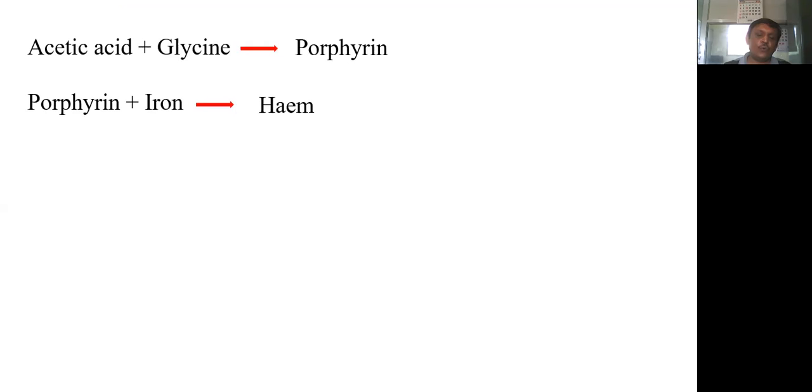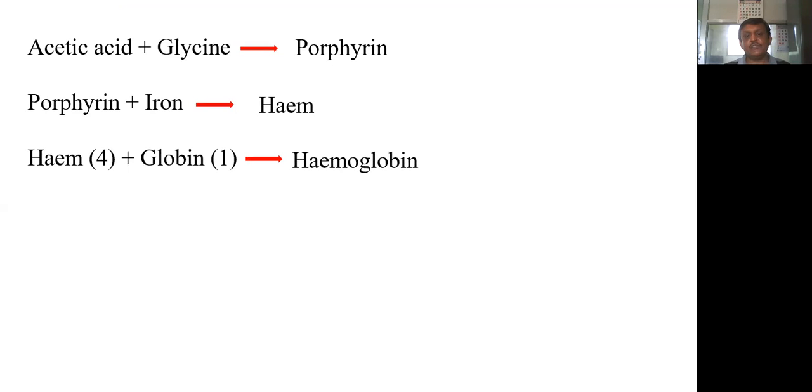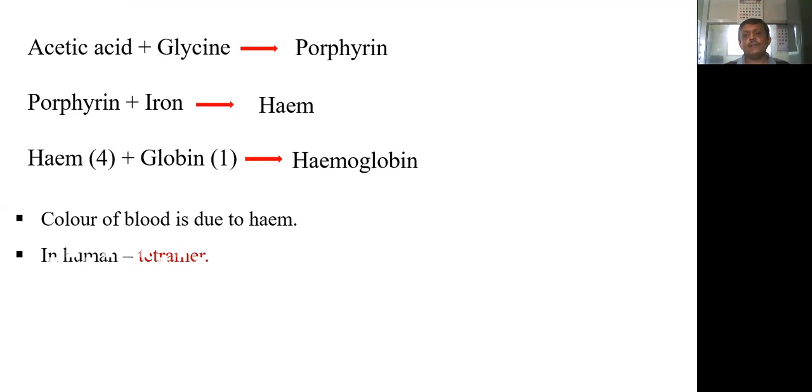Four molecules of the heme then combine with one molecule of the complex protein, globin, and produce hemoglobin. This is a conjugated protein, hemoglobin. This hemoglobin gives color to the blood. The presence of hemoglobin inside the RBC gives color to the RBC, and the presence of RBCs in the blood gives color to the blood. In human beings, hemoglobin is a tetramer.